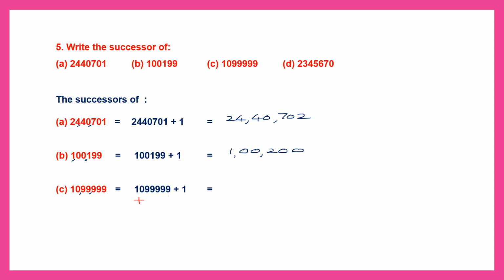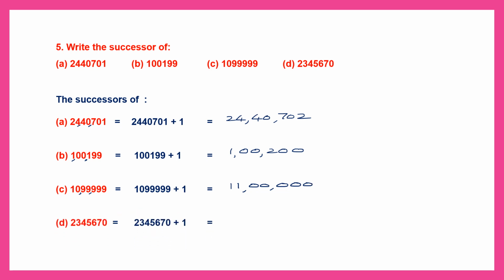9 plus 1 is 10, carry 1. 9 plus 1 is 10, again carry 1, and so on. Then we write 1 here, and the other 1. So now what do we get? We've got 11 lakh. So the successor of 10,99,999 is 11 lakh. Let's write that down here. 11 lakh is the successor.